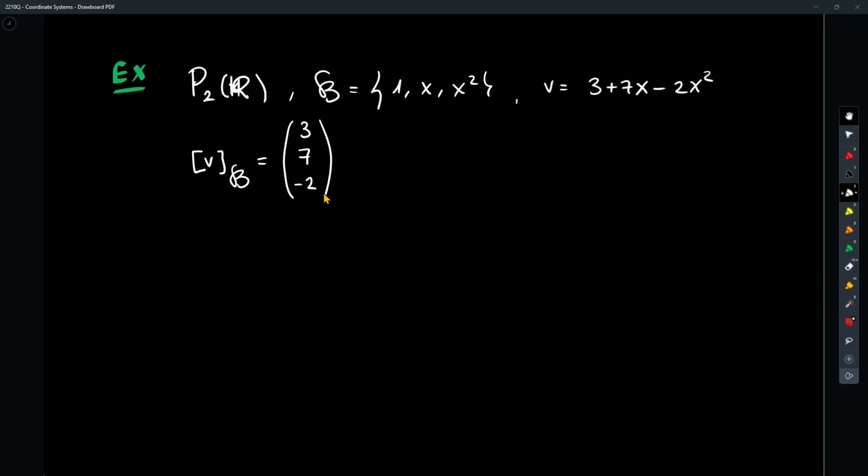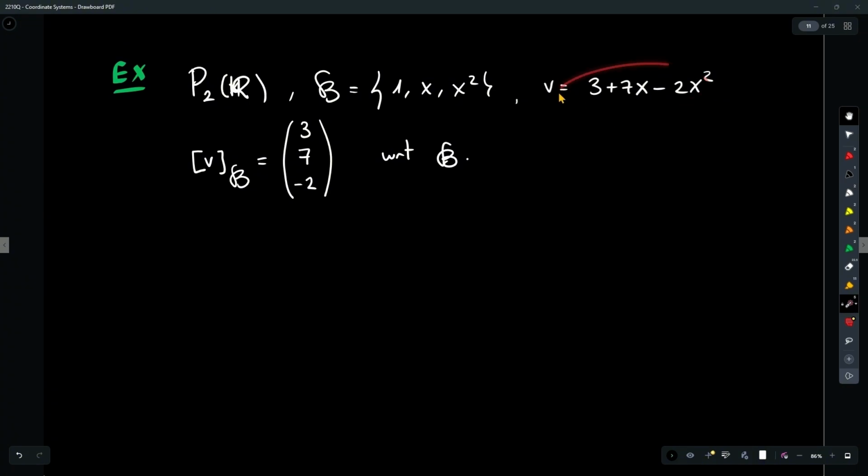These are the coordinates with respect to B, and this allows me to work with polynomials as vectors, because I know how to do things with vectors very quickly and very efficiently. So that will allow me to do better computations in the future.